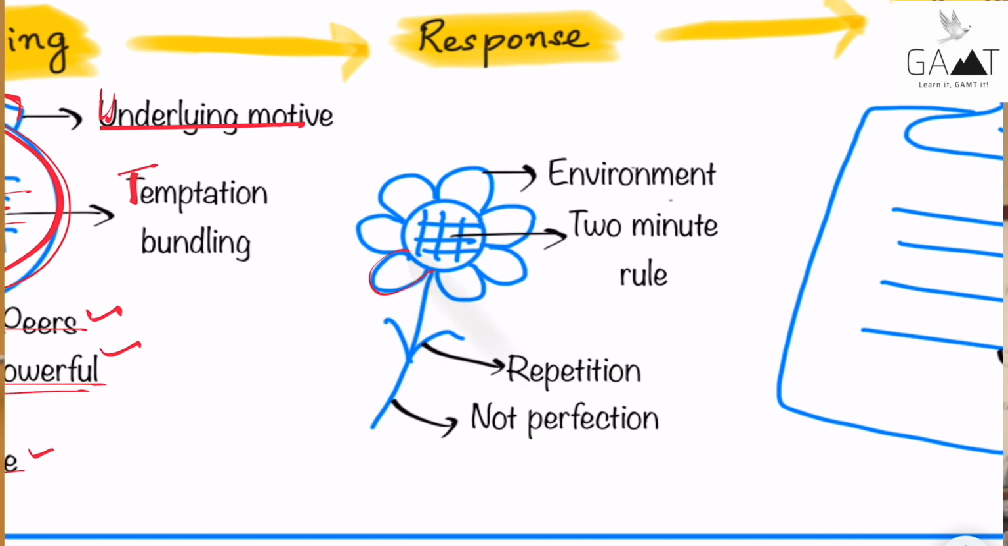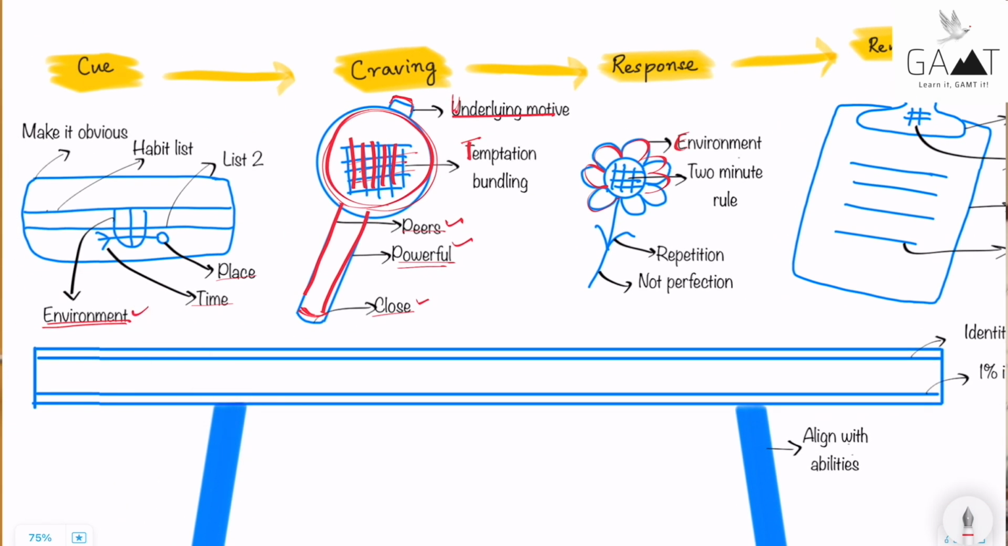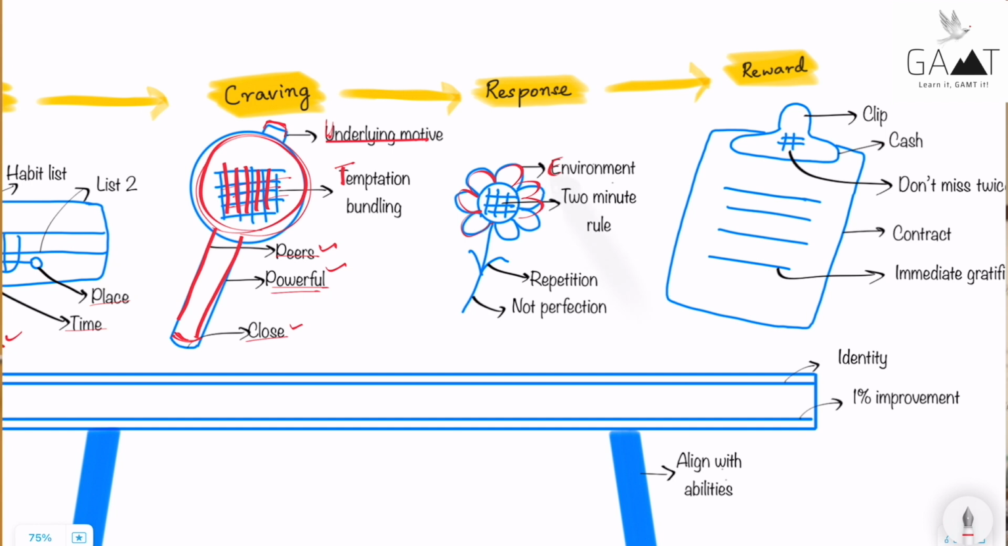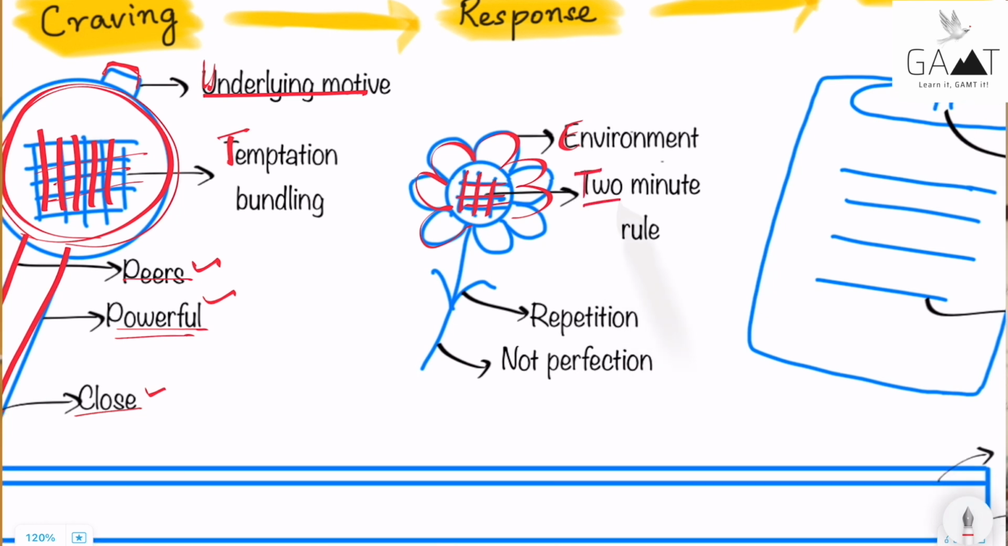So this part of the GAMT resembles letter E, which stands for environment. Again, as we saw already, we have the environment here. The Q, we're going to have the environment again here in the response. And then the pollen grains here, the design of the pollen grains resembles letter T, which stands for 2-minute rule. This part of the flower resembles letter P, which stands for perfection, not perfection. And the leaves underneath the flower resemble letter R, which stands for repetition.